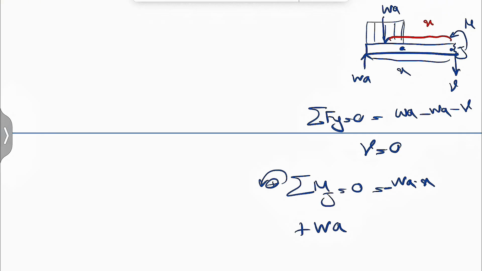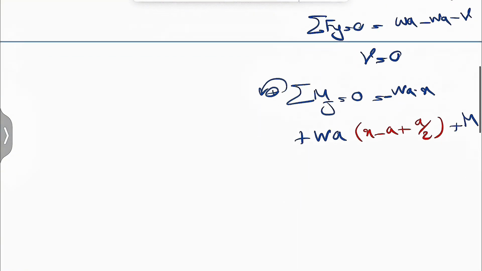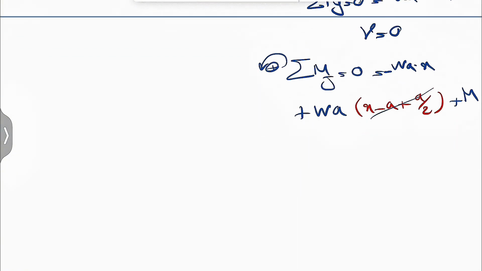We know this part is X, we know this distance is X minus A, because we know this part is A, and we have X minus A plus this little distance, which is half of A, so our distance is X minus A plus that little half of A, and we have the bending moment that will be equal to 0. This is going to be X negative 1/2 of A.